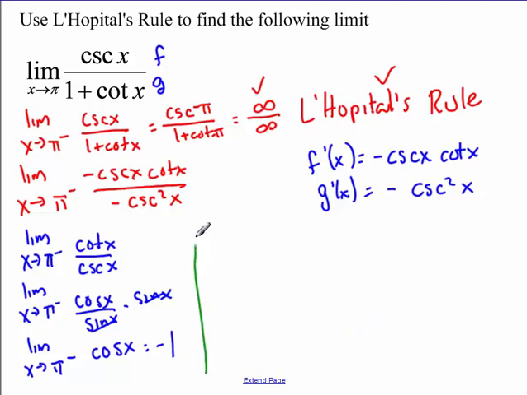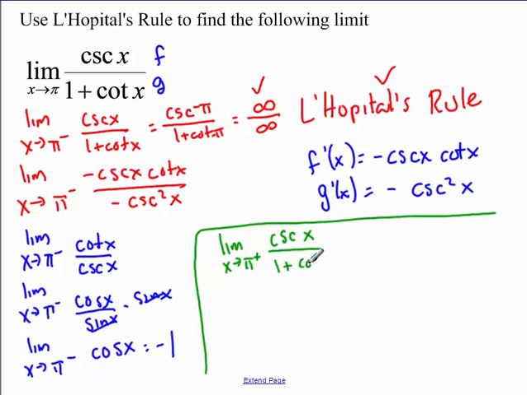Now for the other side. So the limit as x goes to pi from numbers a little bit more of our cosecant of x over 1 plus cotangent x. We would get a negative infinity over a negative infinity. Okay, so again, L'Hopital's rule.